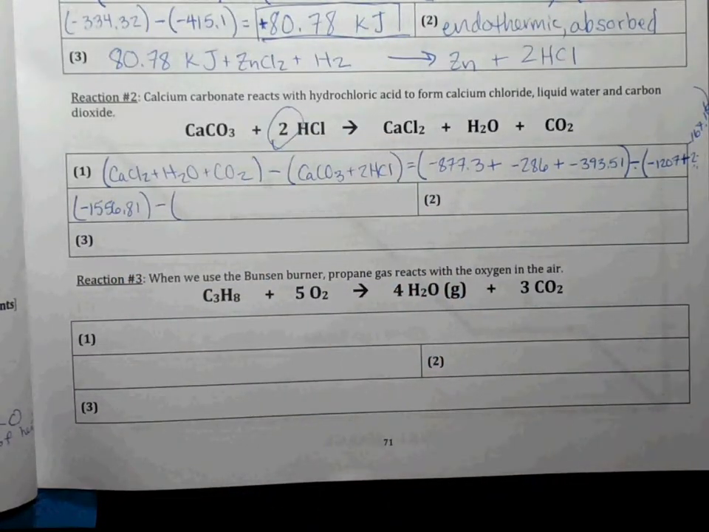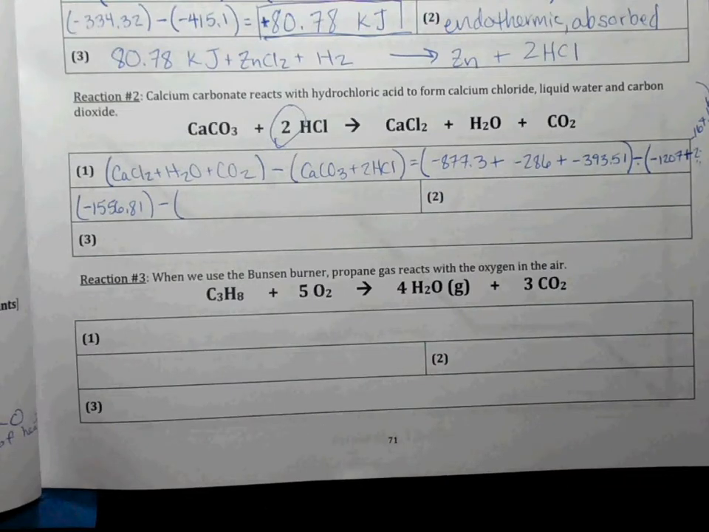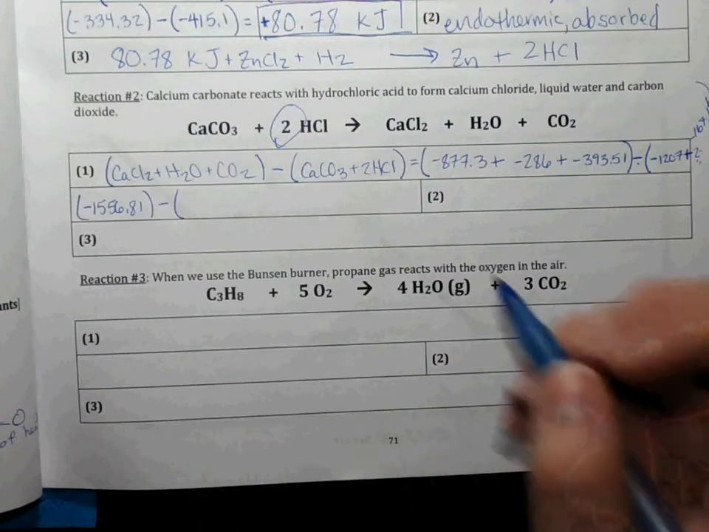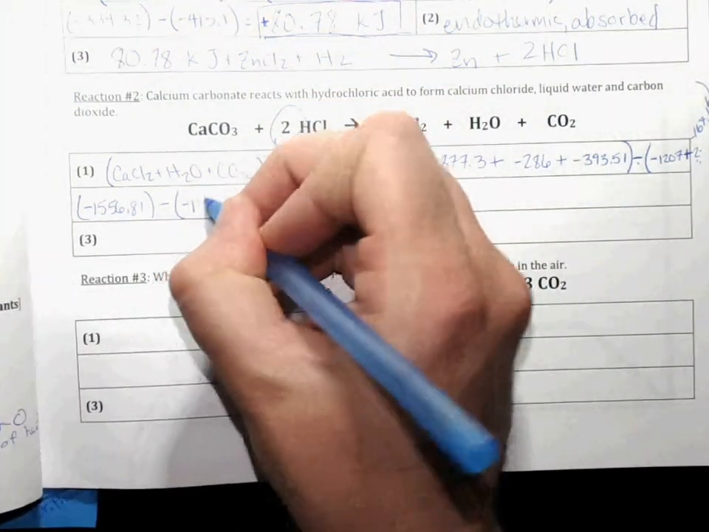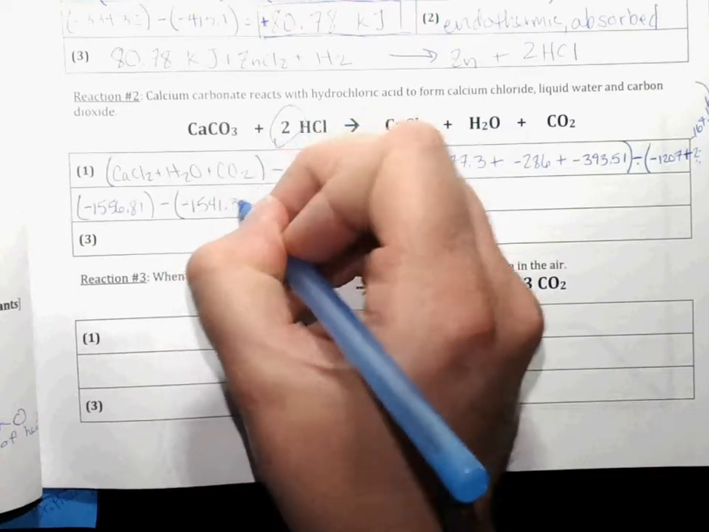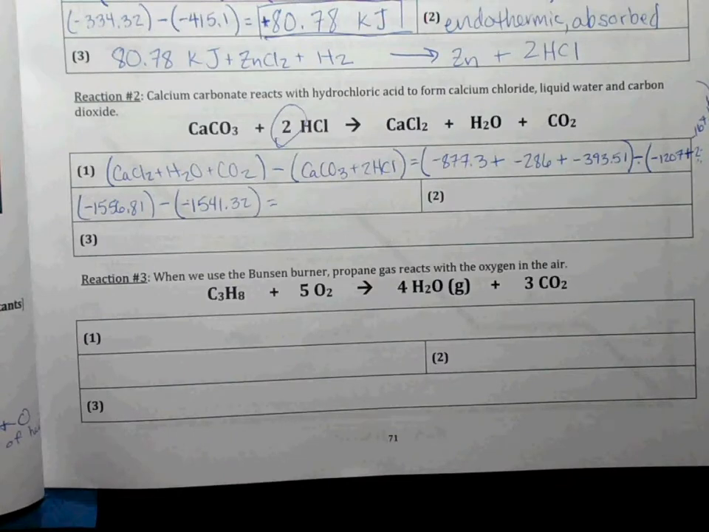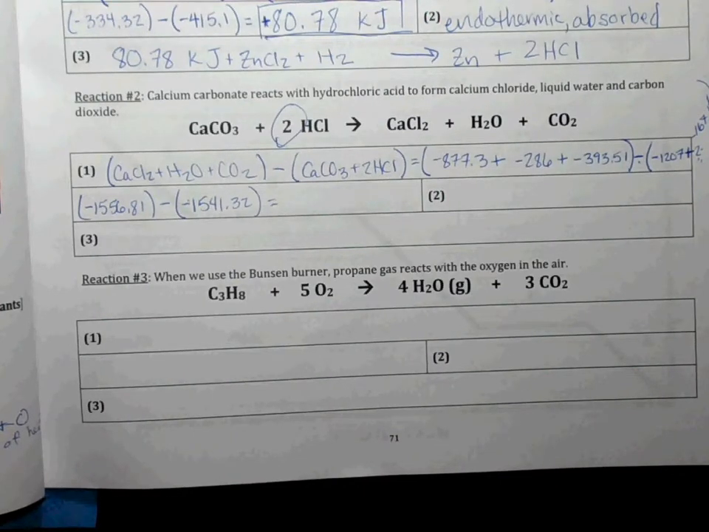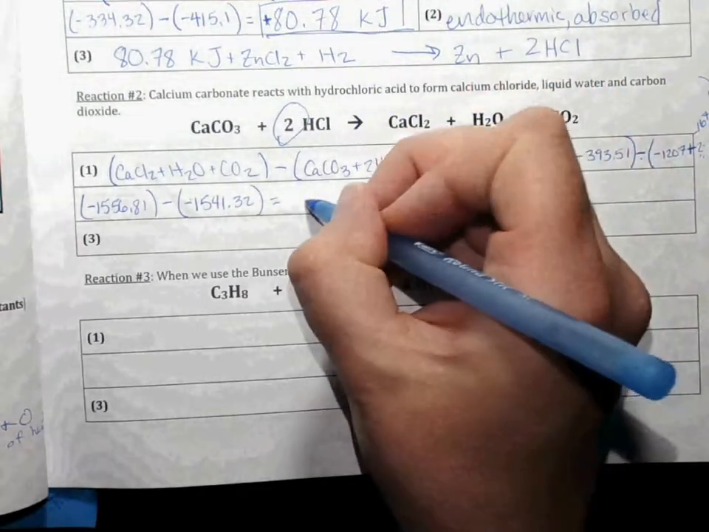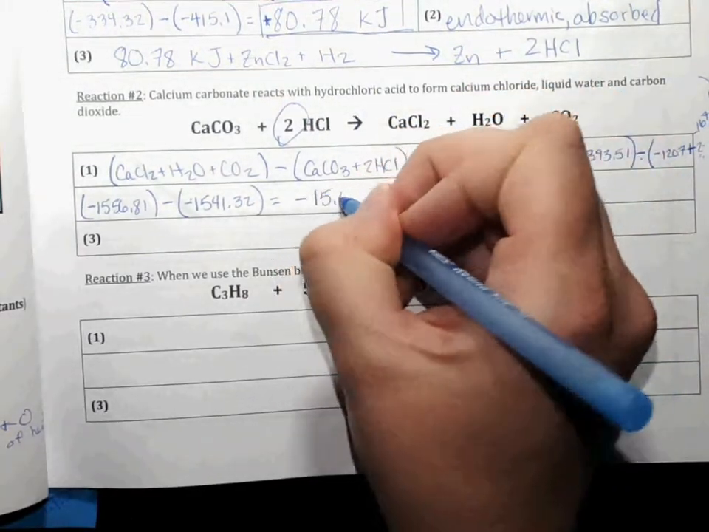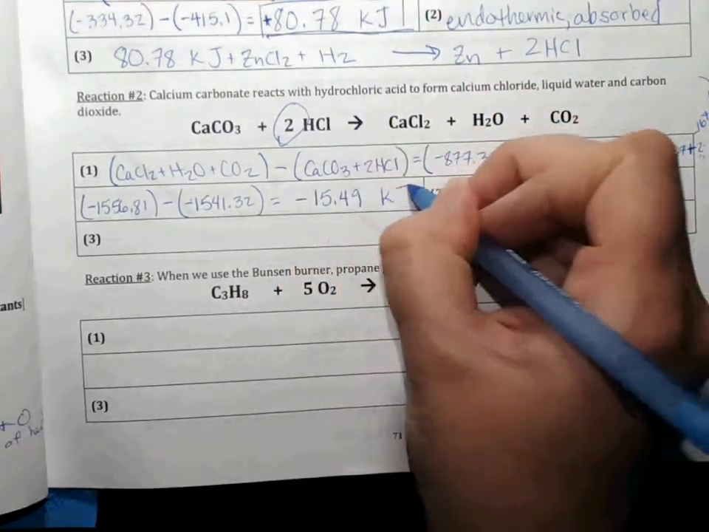And then over here, negative 1207 plus 2 times negative 167.16 is negative 1541.32. And then to get my final answer, negative 1556.81 minus negative 1541.32. Overall, that comes out to negative 15.49, and again, our units are going to be kJ.